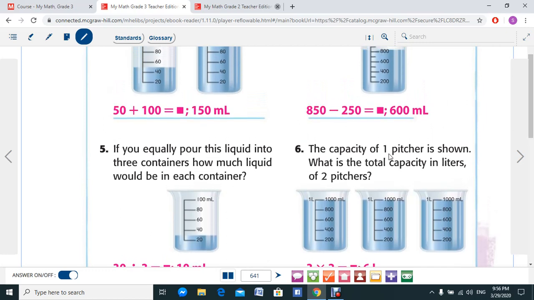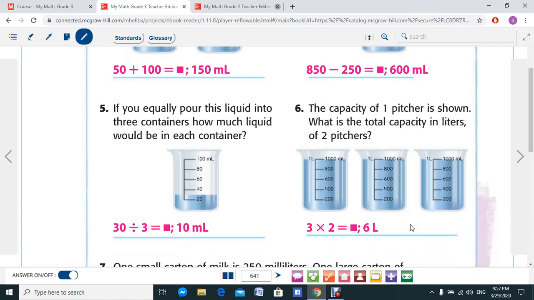Okay, the capacity of one pitcher is shown. One of them equals 1 liter. We have 3 containers, which means 3 liters for one pitcher. So one pitcher can contain 3 liters, as you see here. They are asking about 2 pitchers, so we're going to multiply 3 by 2 and the answer is 6.